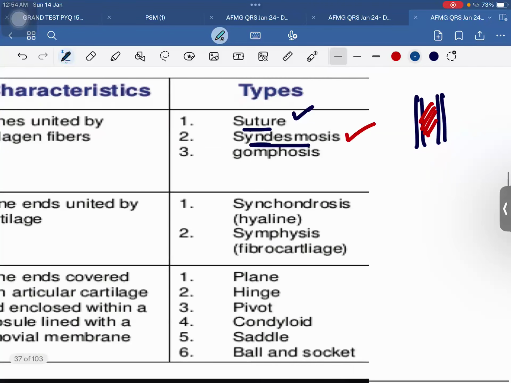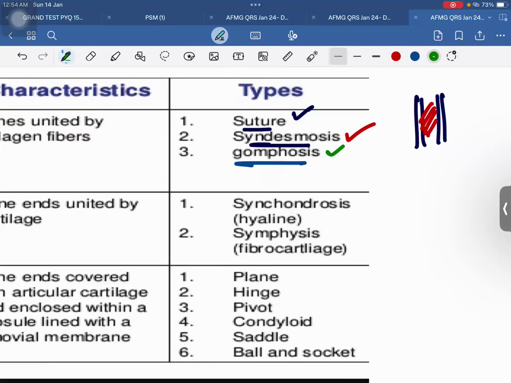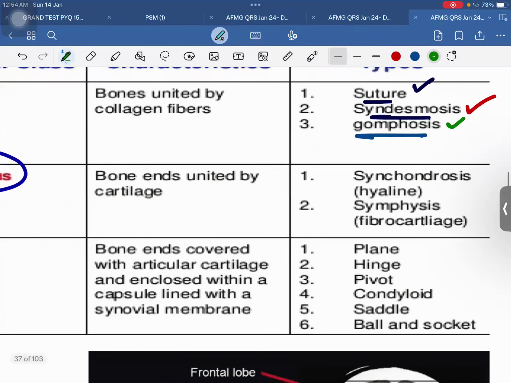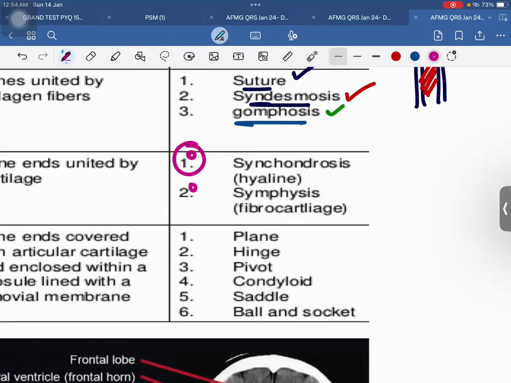Next is the gomphosis, beta. Gomphosis is definitely the joint between the tooth and the socket. That is what is known as gomphosis. Please remember that. Next, if I talk about the cartilaginous joints, cartilaginous joints are either primary cartilaginous joints or secondary cartilaginous joints.